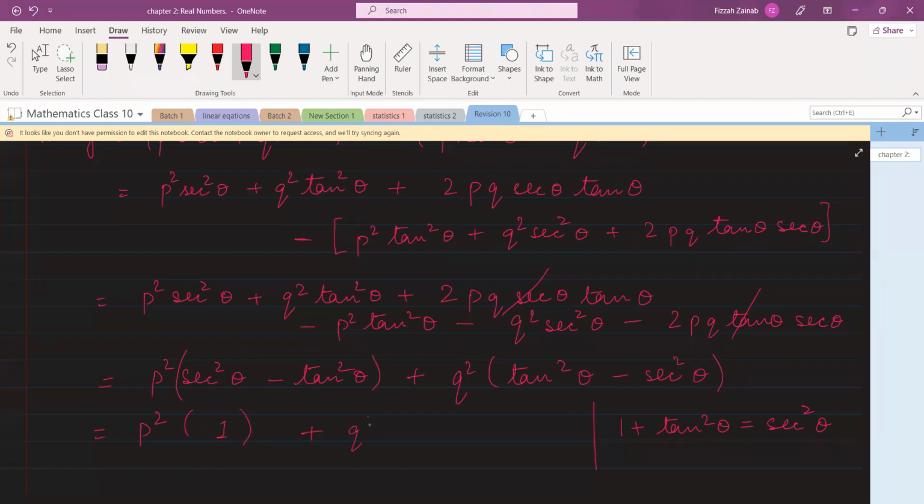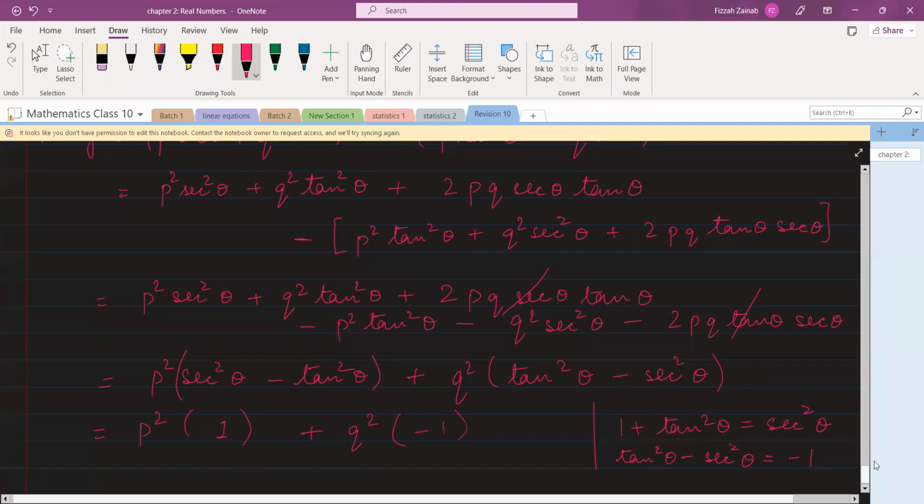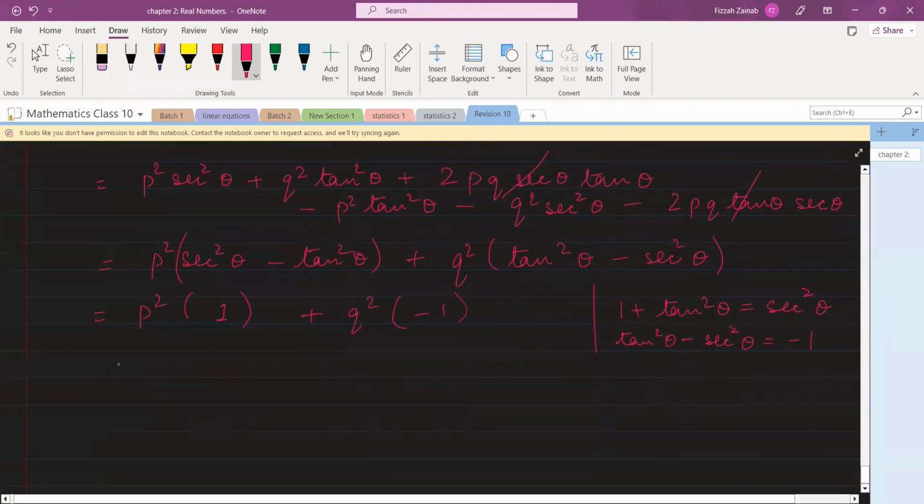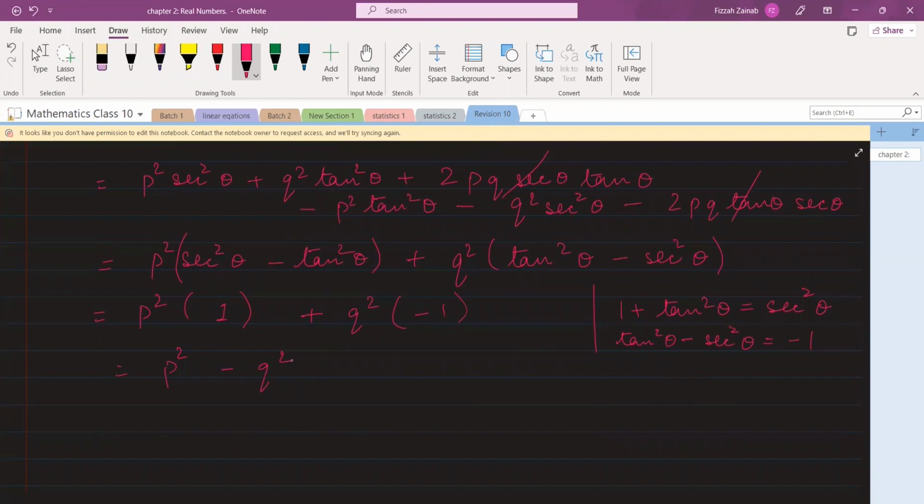Plus q square. Now this is tan square minus sec square. So if you bring this sec square here, and this 1 will go that side, it will become minus 1. Understand? So you will get a minus 1 here. Okay, write carefully. So now this is p square and this plus minus minus q square. So simple, Martin. Yeah. Okay, now do the question number 40.